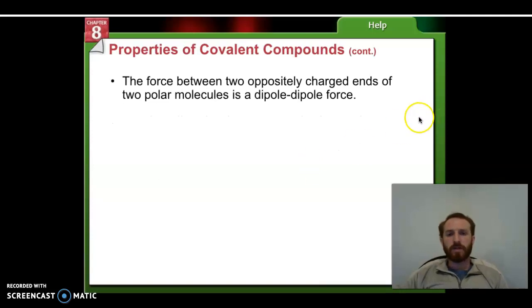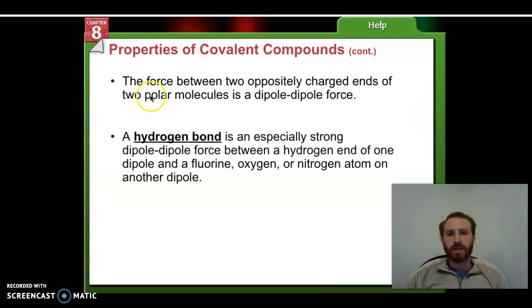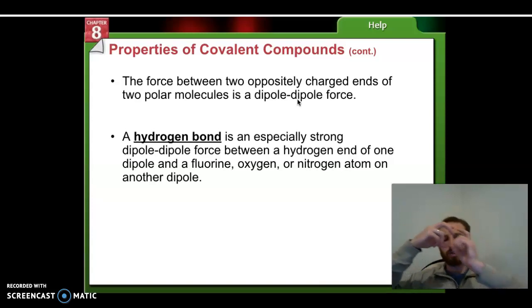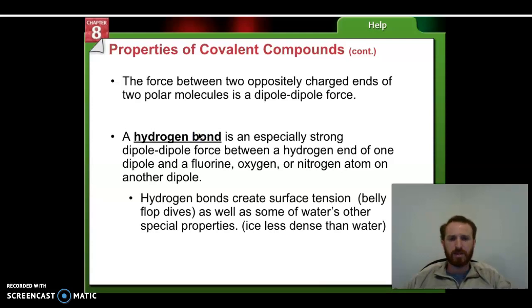Okay. With covalent compounds, if there are two oppositely charged ends between two polar molecules, we call it a dipole-dipole force, right? So when those two are attracting each other and pulling on each other, if I've got a water molecule and another water molecule, they're actually going to attract to each other and pull each other through hydrogen bonds, okay? You see this with fluorine, oxygen, and nitrogen when they're bonded to hydrogens. Hydrogen bonds are not true bonds. They are a pseudo bond. Okay? And they can create surface tension.